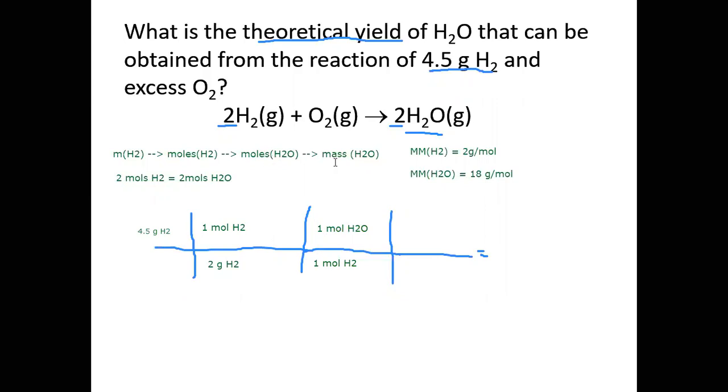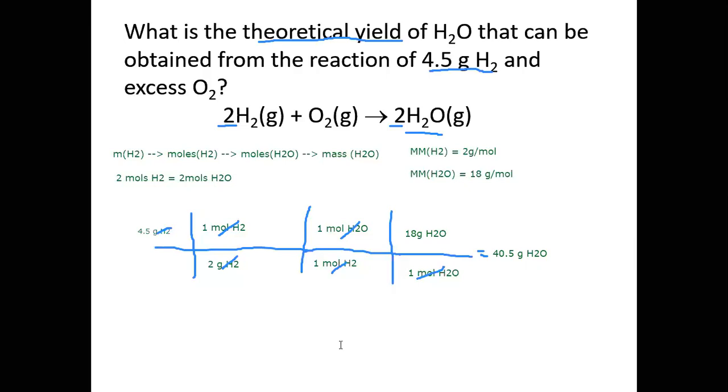So now we have the moles of water. Then we want to convert it to mass of water. Since we're starting with moles of water, the mole goes on the bottom. The mass goes on top. And again, you notice that everything cancels but the mass of water. So we multiply everything on top, we divide by everything on the bottom, and we get 41 grams. Or if you want to do it to 3 significant figures, 40.5 grams of water. So if all the hydrogen gets consumed, we produce 40.5 grams of water.